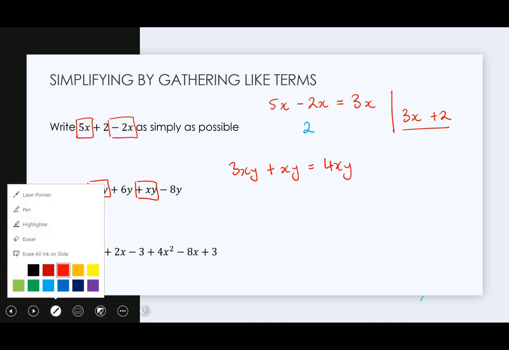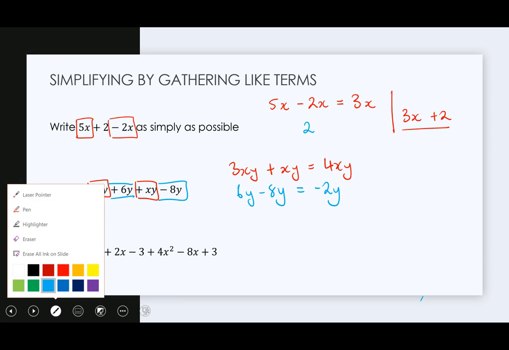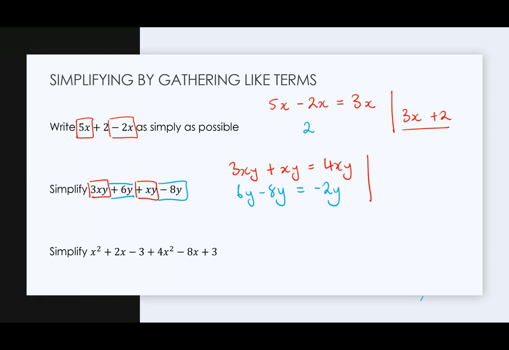And our second set of like terms is just going to be positive 6y and minus 8y, which gives us minus 2y. So those 2 things can be combined together now to give us 4xy minus 2y. Once again, that can't be simplified any further because they're unlike terms.